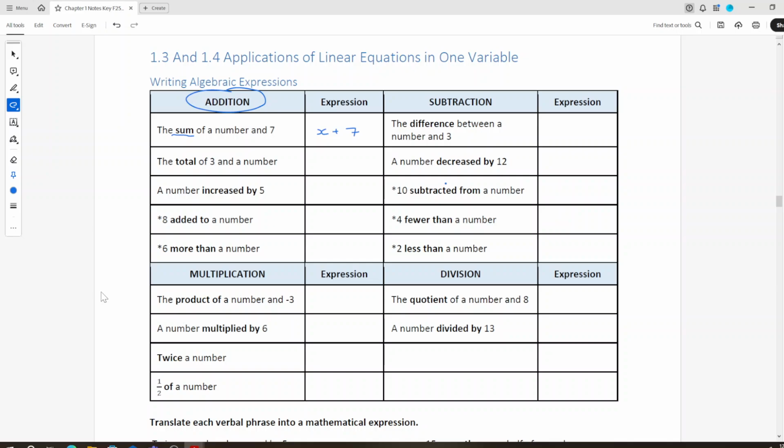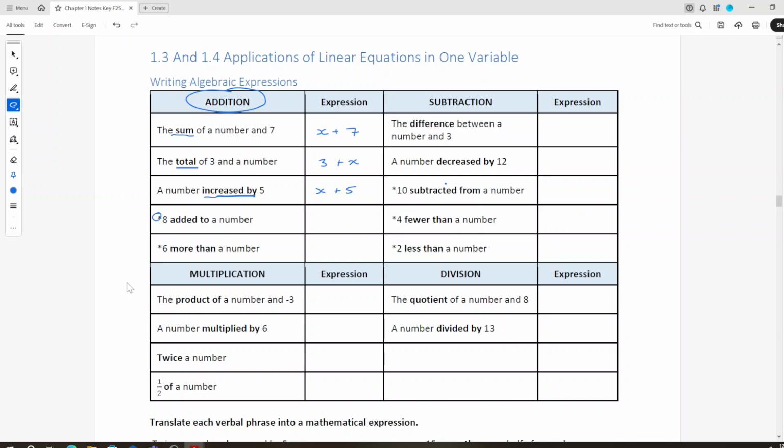Another word that can mean sum or addition would be total. The total of 3 and a number. Another thing that can mean addition is increased by. If I have a number and it's being increased by 5, the expression would be x plus 5. So sum, total, increased by. And now we have two more.